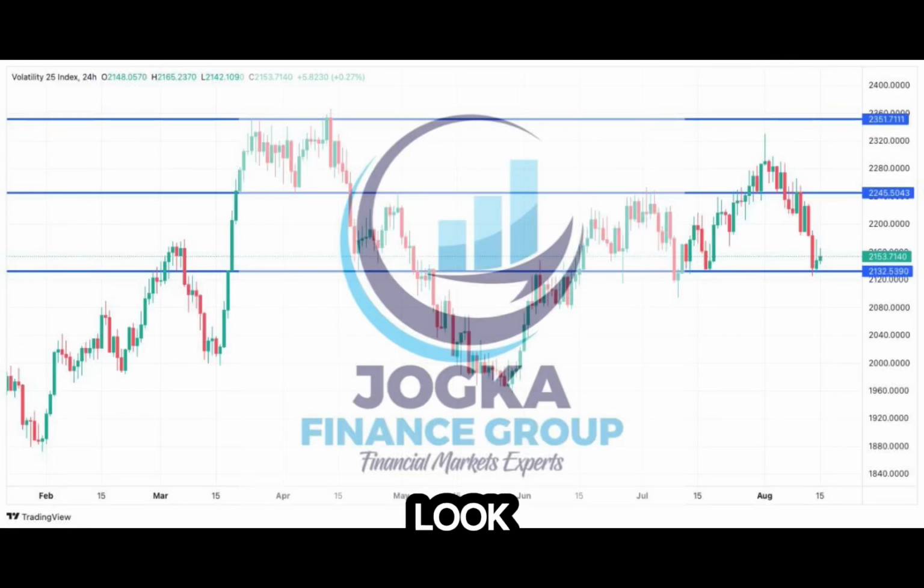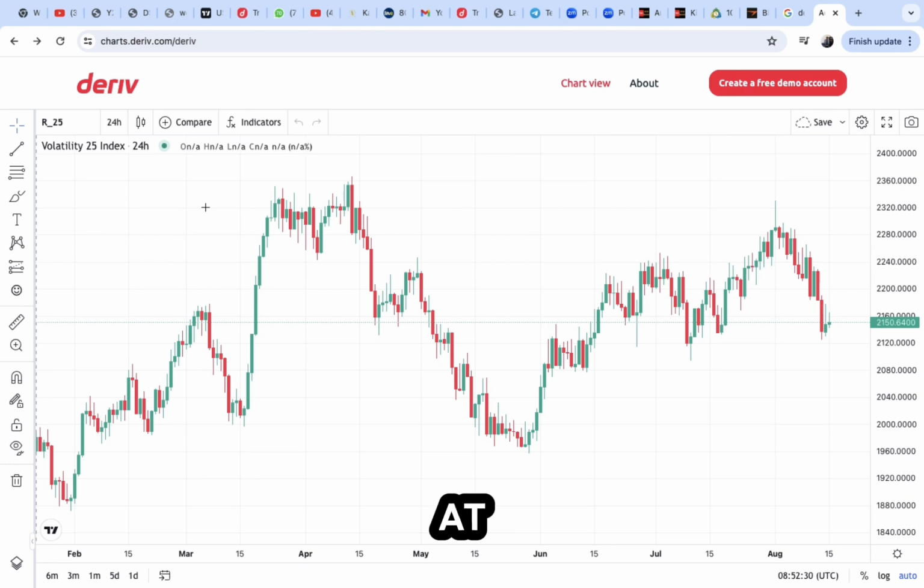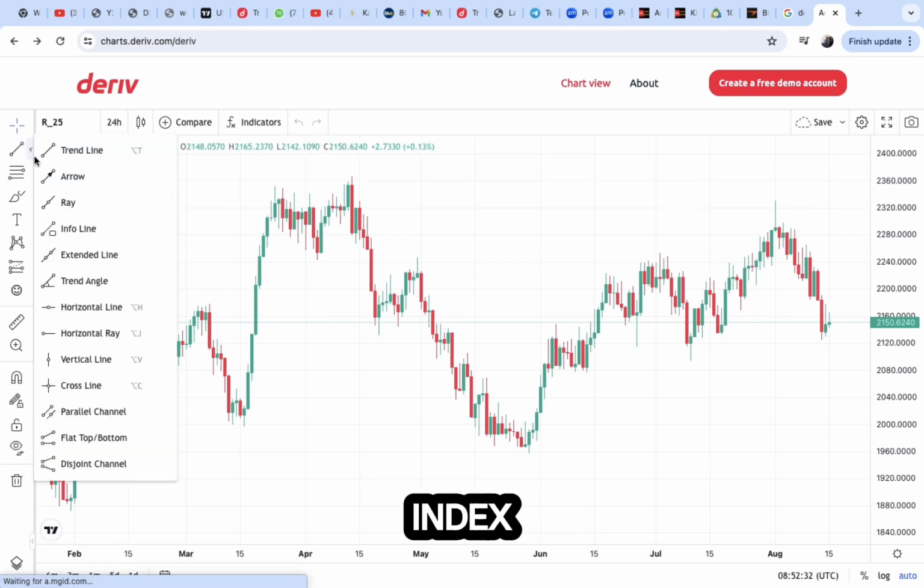Today we are going to look at how we can identify major entries. Basically, we're going to look at how you can minimize huge losses, for example, if you're trying to set up stop losses. So today we're going to look at indices. Let's try to analyze the indices, and that is, we are going to look at the Volatility 25 Index.